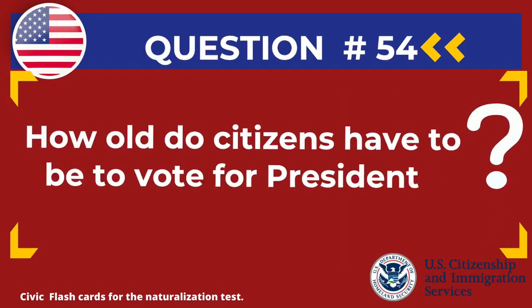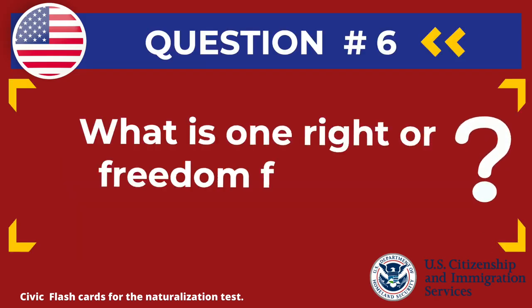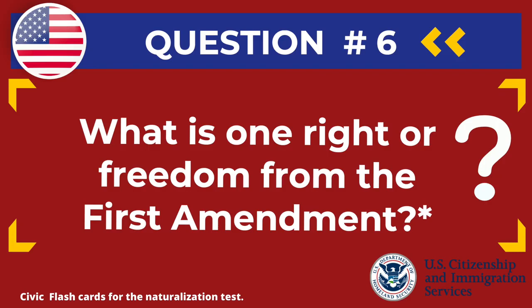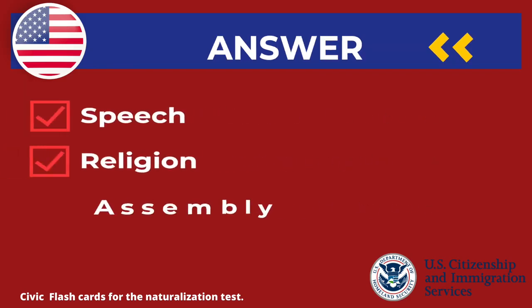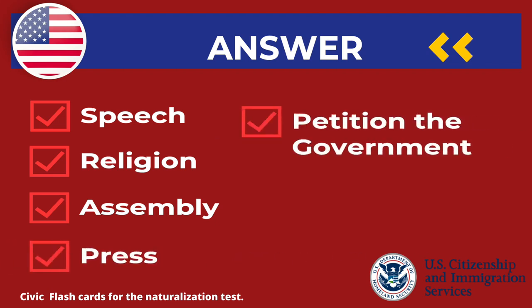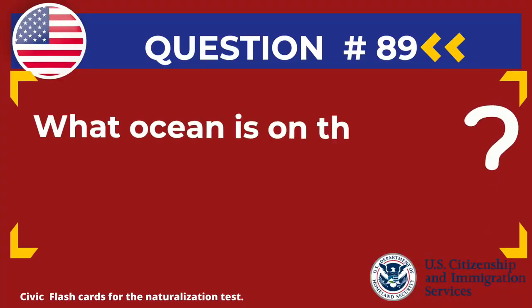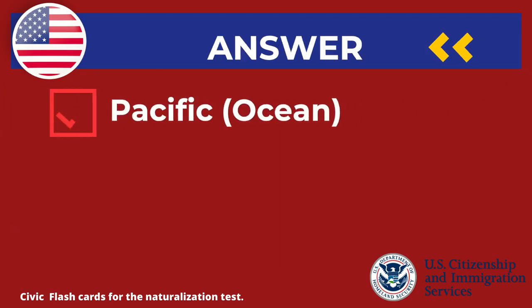How old do citizens have to be to vote for president? 18 and older. What is one right or freedom from the First Amendment? Speech, religion, assembly, press, petition the government. What ocean is on the west coast of the United States? Pacific Ocean.